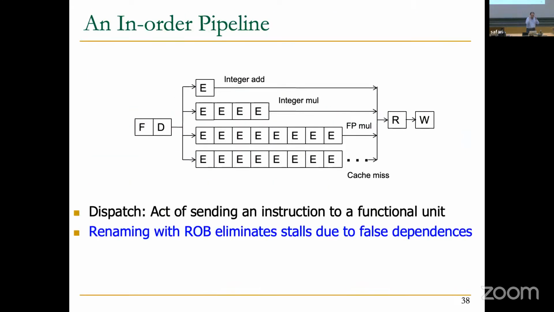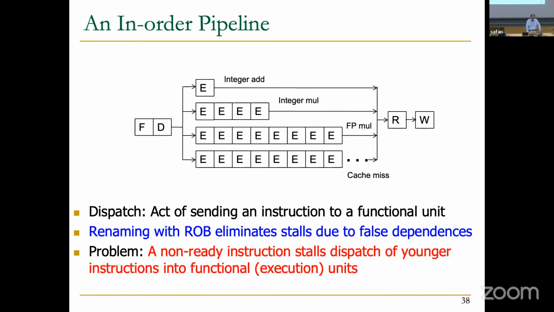Okay, so this is our in-order pipeline that we built together. We dispatch, the act of sending an instruction to the functional units, and we rename using reorder buffer elements, and that stalls due to false dependencies. But we have a problem that a non-ready instruction can stall dispatch of younger instructions into the functional, or execution, units. Basically, for whatever reason, there are some instructions that are not ready to be executed, so they can stall the dispatch of younger instructions.